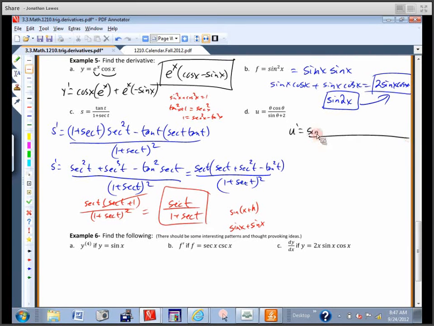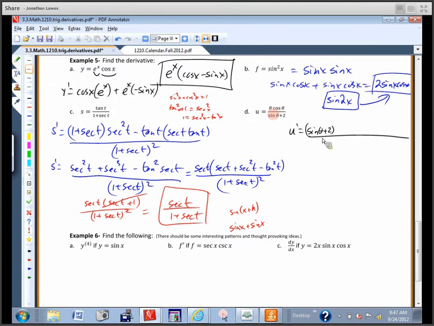Bottom times the derivative of the top. Take a good look at the top. What is it? It's a product. You have a product within a quotient rule.